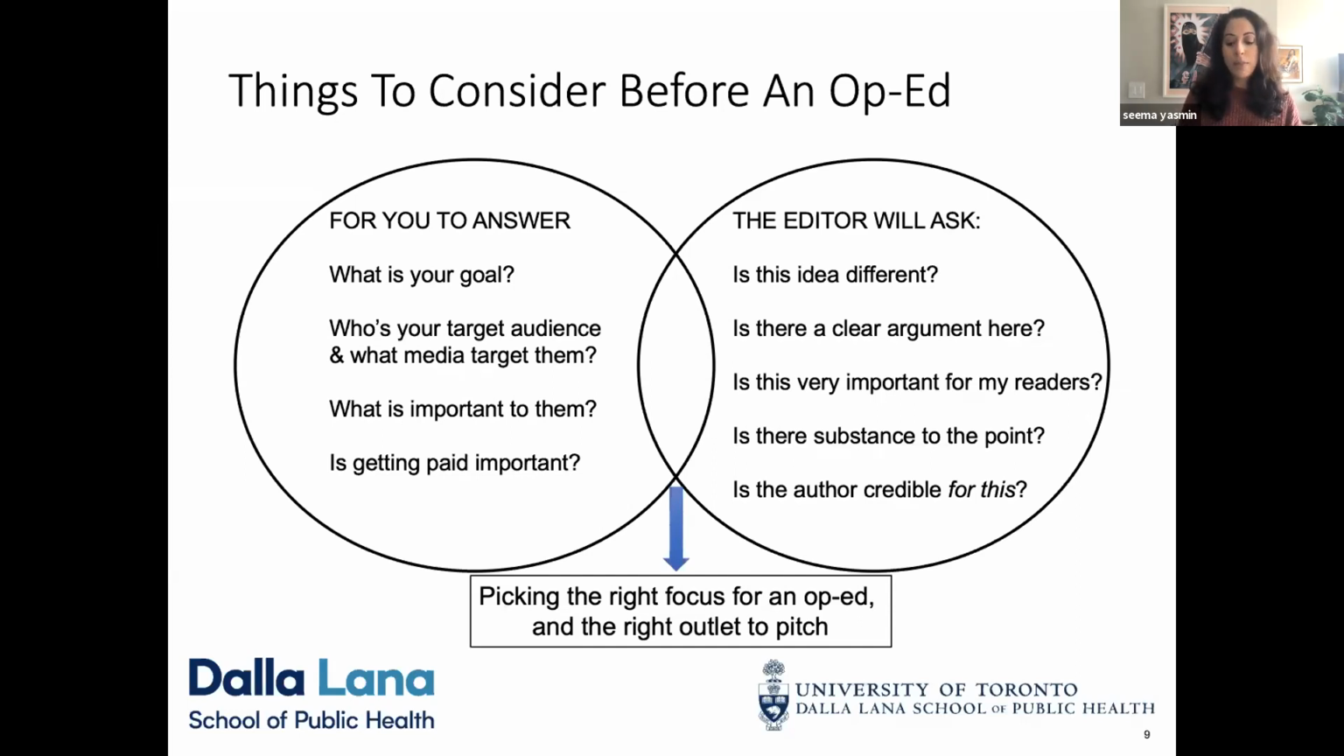Then you're thinking about the editor at that particular outlet, or maybe you've narrowed it down to 3 or 4. What will that editor be looking for? What's already been published? What's already out there broadly? And what's already in this particular outlet? What have they covered on this or not? So you're thinking about all of that, especially you may also be thinking about the payment part.